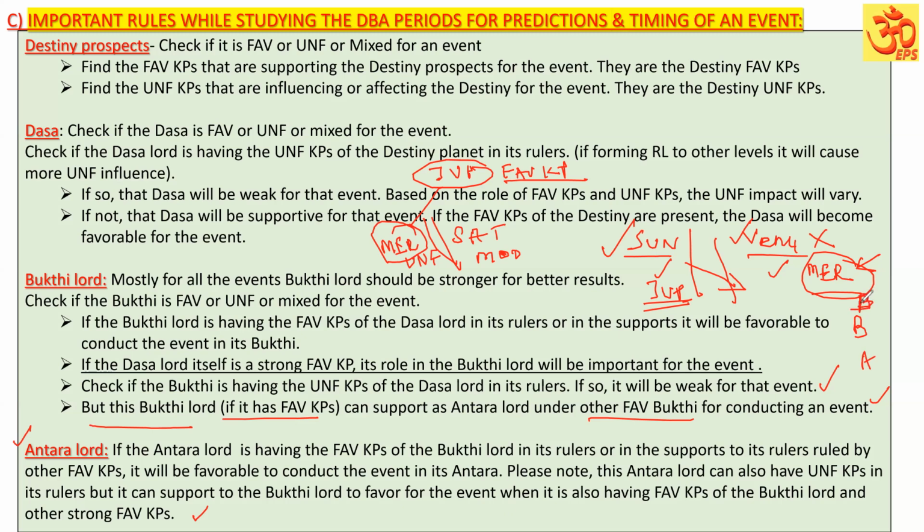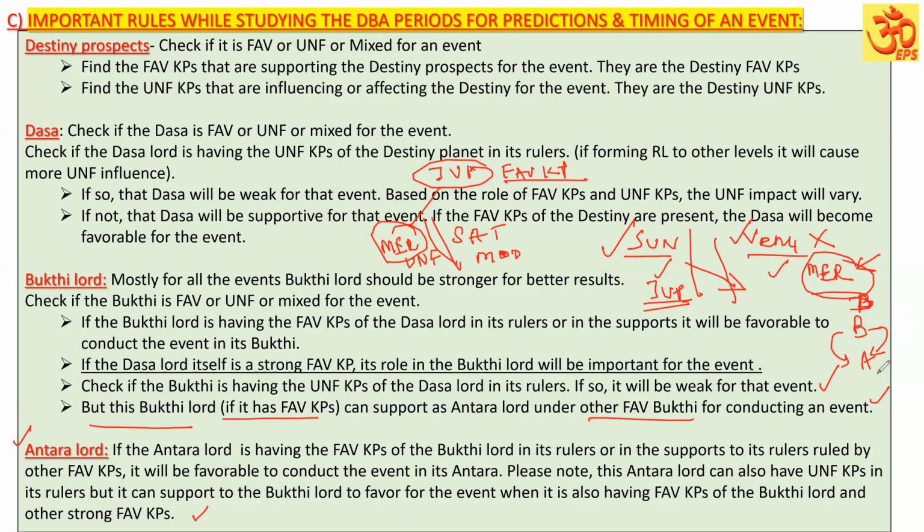whatever the dasa, whatever Bhukti is having, if Antara is having the key planet of the Bhukti Lord, then it will support. There will be a bondage, a connection, between Bhukti and Antara. The Bhukti Lord can have some weak key planets, so that it will not be strong enough. During its Bhukti it cannot favor, but during this Bhukti, Antara can favor, because it is having the support of the Bhukti Lord.